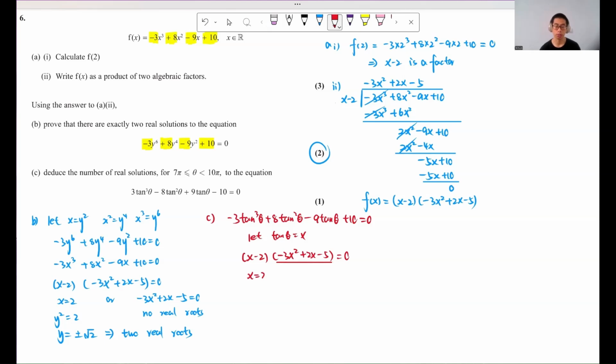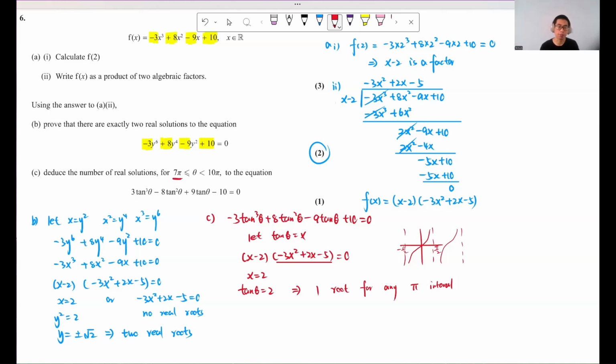So x equal to 2 is the only root here. So tan theta equal to 2 is the only root for this equation. And we know for tan theta equal to 2, there should be only one root for any pi interval, because tan repeats every pi. That's the tan diagram, from negative pi over 2 to pi over 2, and it keeps repeating every pi interval. So it only has one root for any pi interval.